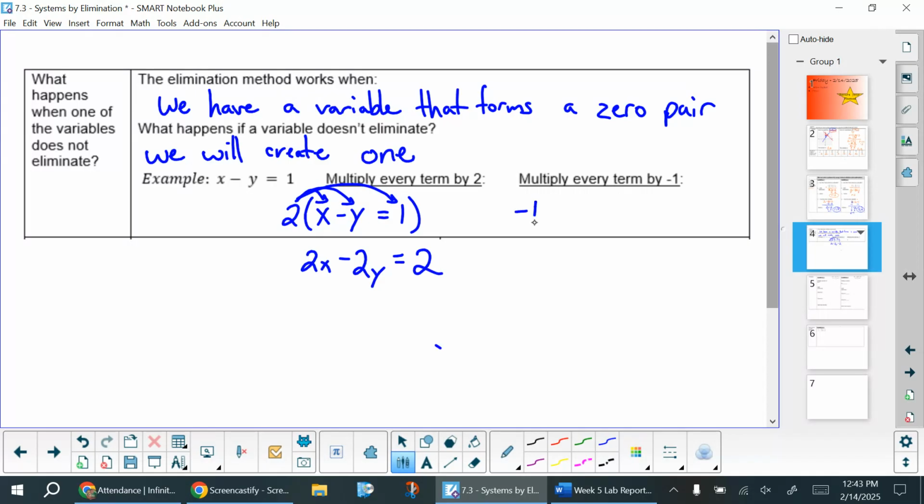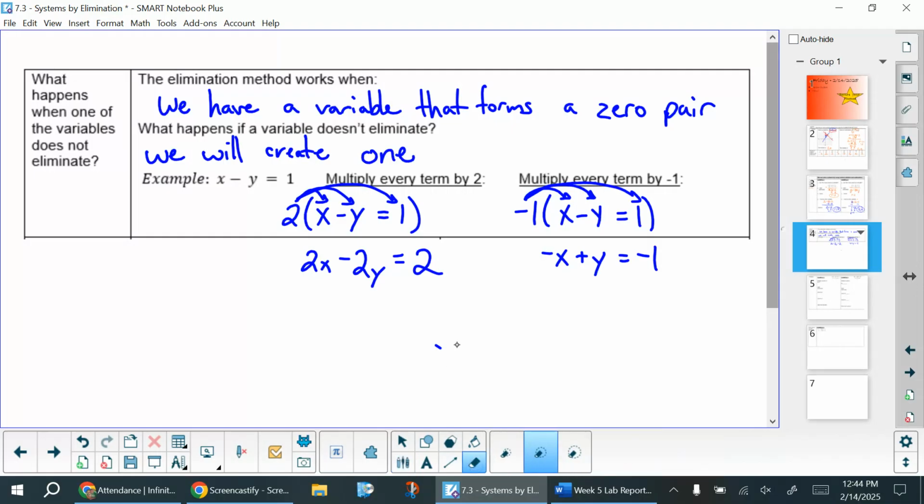If I'm multiplying by negative 1, well, then I distribute that. Negative 1 times x is negative x. Negative 1 times negative y is actually a positive y. And negative 1 times 1 is a negative 1. So we can multiply equations like that.